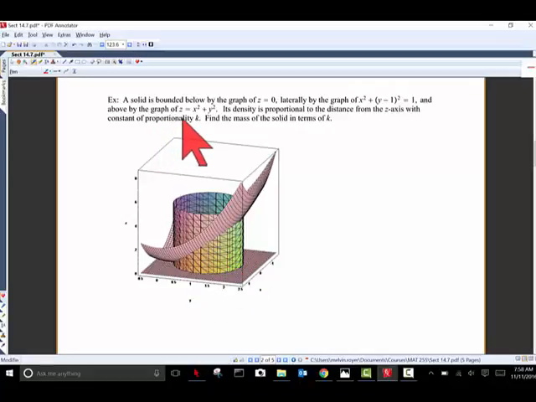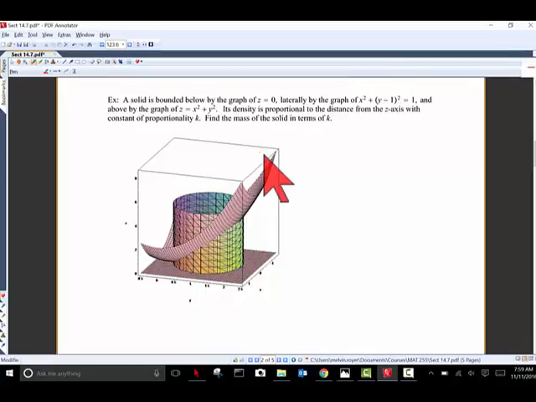And above by the graph z equals x squared plus y squared. So that's a piece of a paraboloid, and it looks like this. So bounded by these three surfaces is this solid in here. You can't see inside it, but that's the solid that we're talking about.